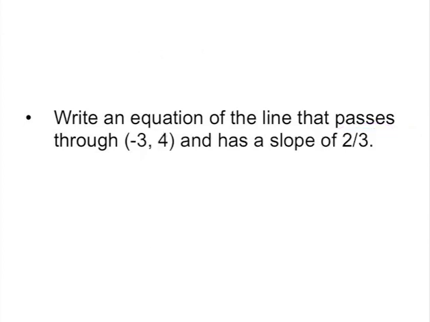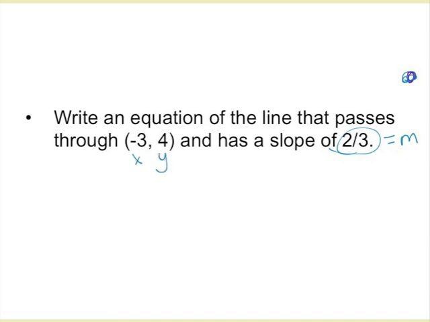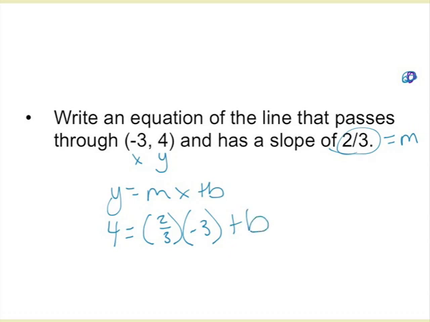Okay, this one has the same type of given information, a point and a slope, so go ahead and plug those in and solve for your final equation. Okay, so we're given 2/3 as a slope. That is represented by the letter m. We're given a point, which gives us a specific x and y value. And we can take that information and plug it into y equals mx plus b. So y is 4, m is 2/3, x is -3, and we don't know what b is, but that's the only thing that's left, so we can solve for it.